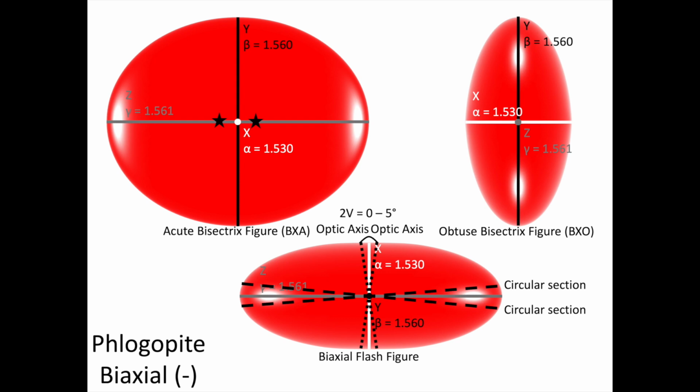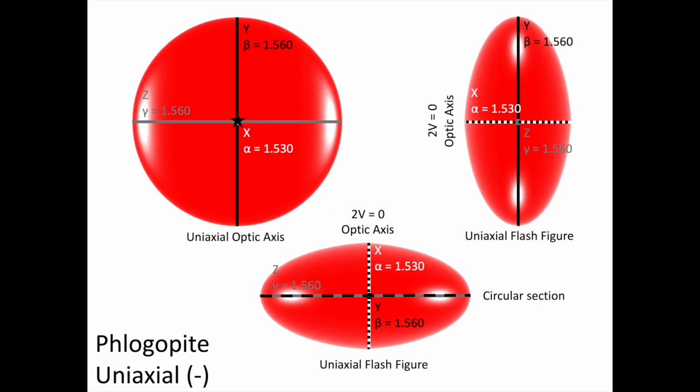But it's worth thinking about what occurs if beta and gamma are actually the same value. If beta and gamma are the same value, our optical indicatrix is actually no longer a triaxial ellipsoid, and we end up with a uniaxial optical indicatrix. You can sort of think about uniaxial materials just being a special case of biaxial materials where the 2V angle is equal to 0. Why are we seeing an apparent uniaxial optic axis interference figure for our Phlogopite?